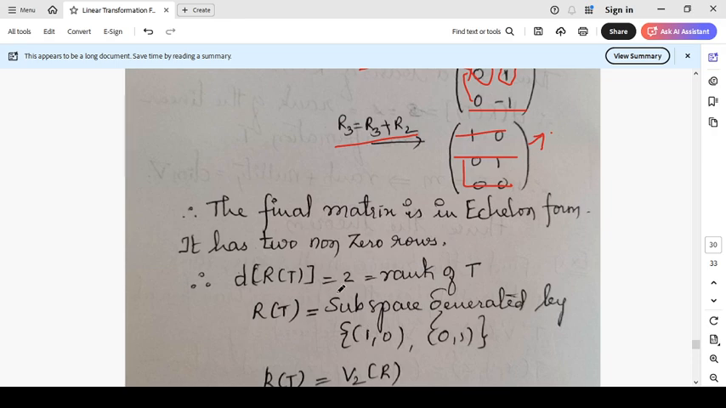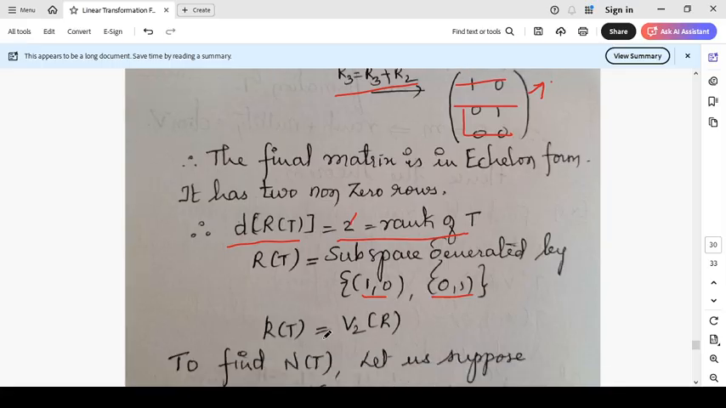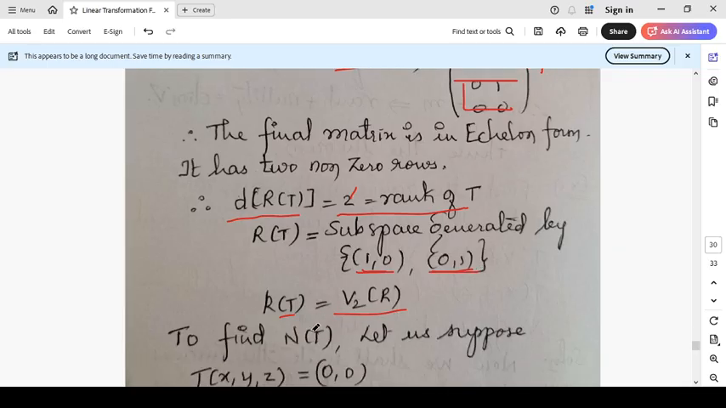So therefore, what I can say is that the dimension of R of T is 2, which means the rank is 2. Already we got the rank. Okay, so R of T is a subspace generated by (1, 0) and (0, 1), obviously, right? So therefore R of T is V2 of R. Yes, R of T is generated by (1, 0) and (0, 1), so therefore R of T is V2 of R.